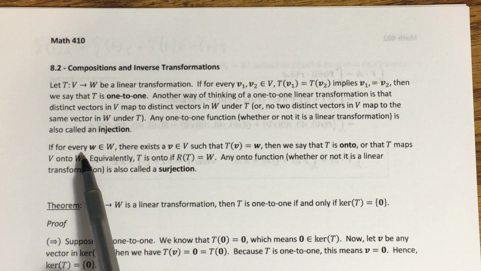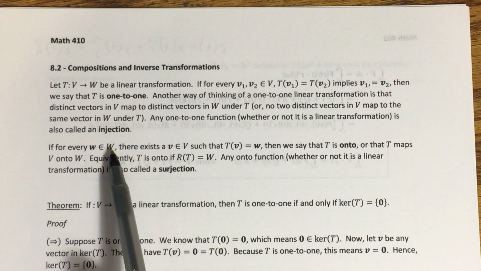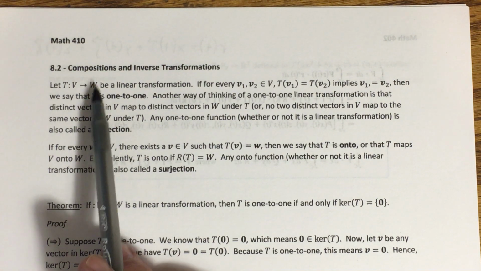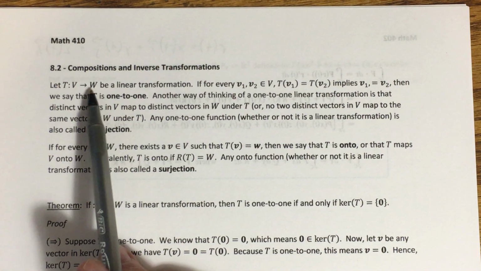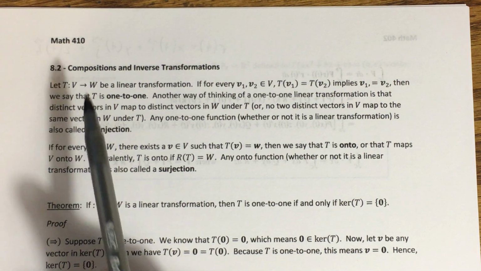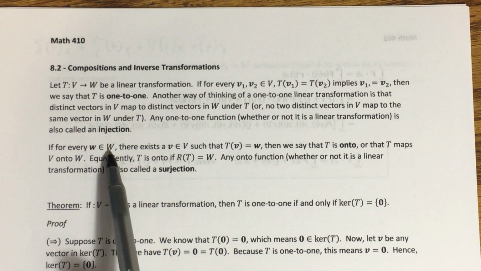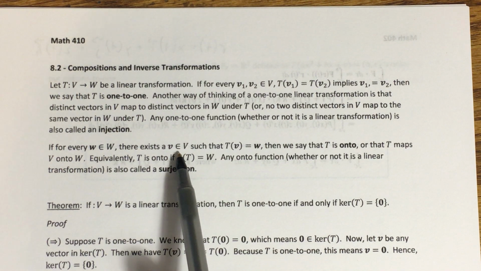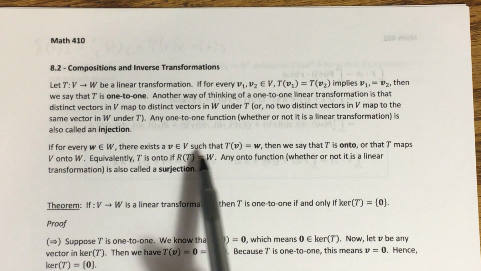If for every w in W, so in other words, the codomain, or the vector space that we're mapping vectors into, every vector in that vector space is the image of a vector in V, then we say that T is onto.